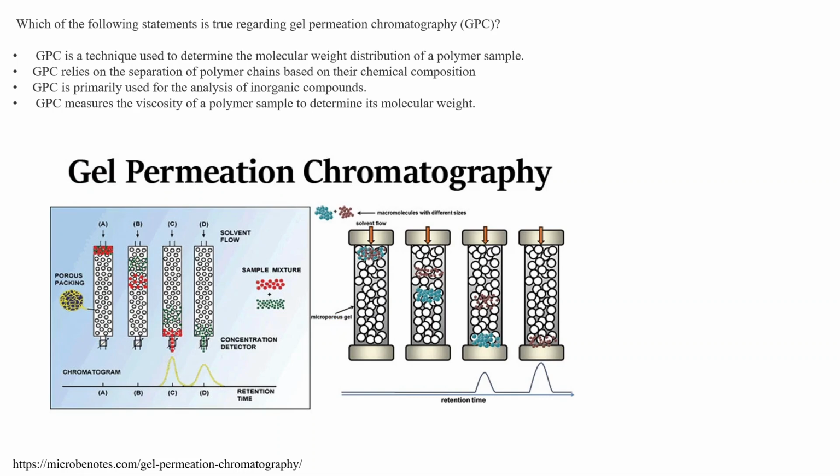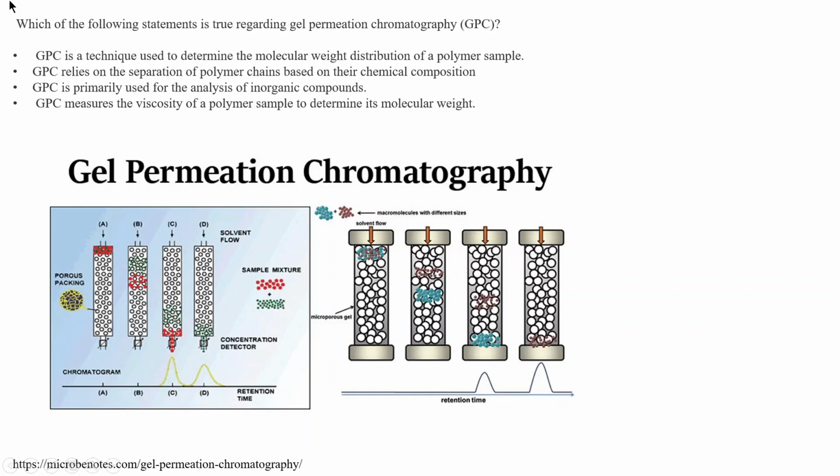Next one we have: which of the following statements is true regarding gel permeation chromatography, GPC? GPC is a technique used to determine the molecular weight distribution of a polymer sample. GPC relies on the separation of polymer chains based on their chemical composition. GPC is primarily used for analysis of inorganic compounds. GPC measures the viscosity of a polymer sample to determine its molecular weight. So, which of the following statements is true?